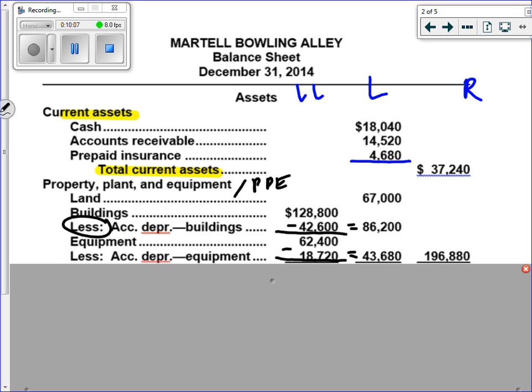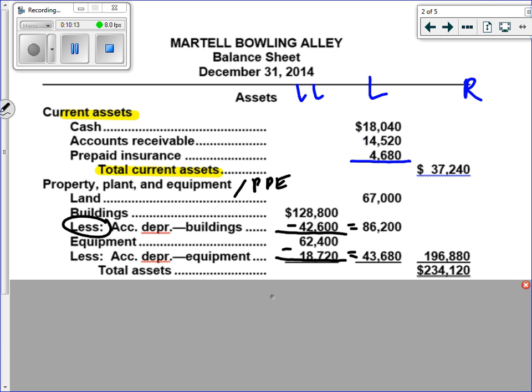Okay, so we've got land without depreciation. We've got buildings and equipment with depreciation. I want you to take a peek at what they did here. All of PPE, the 67, the 86, and the 43, get added up. But I personally don't like what they did there. Instead of putting total assets, I think that should say, what do you think I'm going to put there? Total PPE. And I'd put this 196,800 down on that line. Does that make sense?